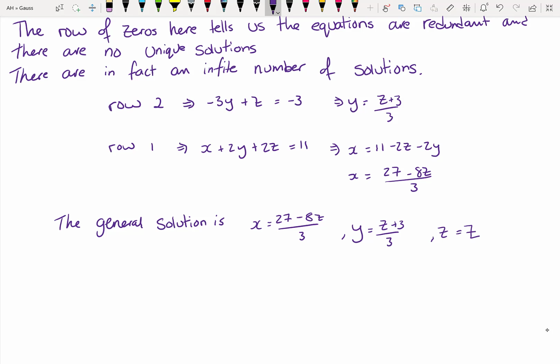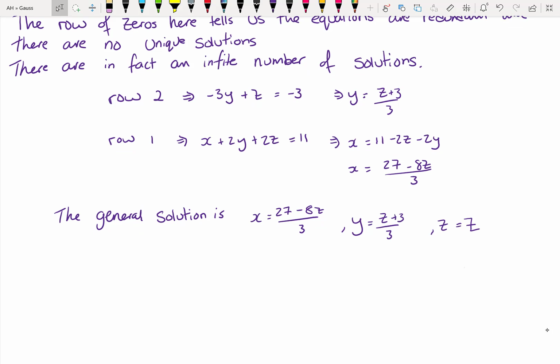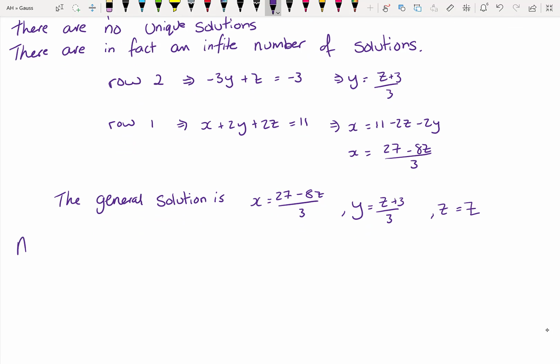Sometimes we might say, okay, well, let z equal t, some random number. In that case, you would have y equals t plus 3 over 3, and then x would be 27 minus 8t over 3. But that doesn't really make any more sense. You've just said, let this unknown number be a different letter to represent the same unknown number. So that's what we've chosen to do here. A particular solution can be found. Okay, so it's not all doom and gloom.